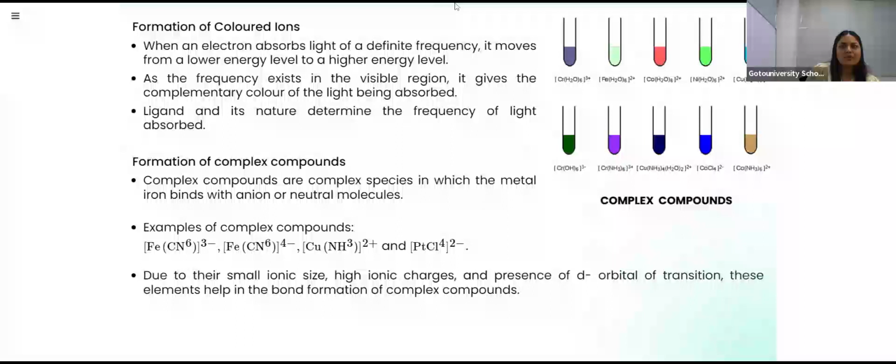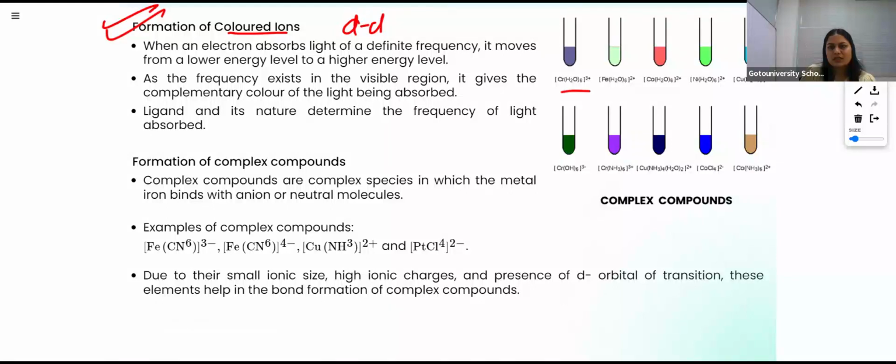Now this is a very important property of transition metals, that they form colored complexes. They form colored complexes due to d-d transition. All right, how do they form colored complexes? As you can see here, these are examples of complexes. These complexes are formed by chromium, iron, cobalt, nickel.